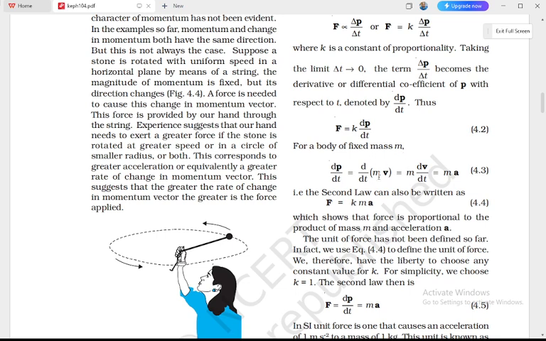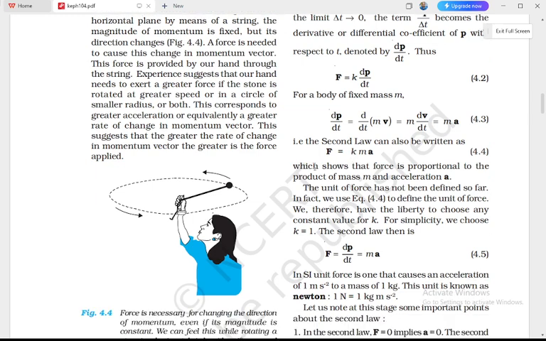For a body of fixed mass m, dP by dt equals d(mv) by dt, which is m into dv by dt, because m is constant, or m into a. And thus the second law can also be written as F equals k into m into a, which shows the force is proportional to the product of mass m and acceleration a.